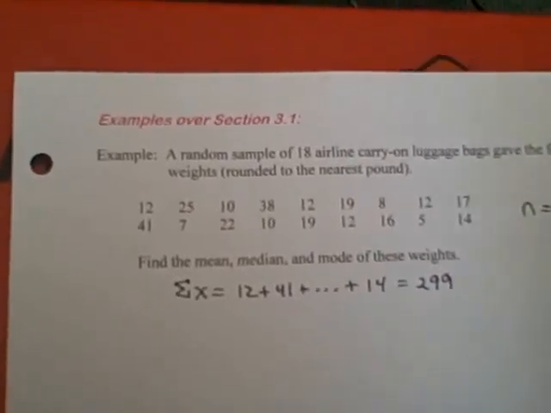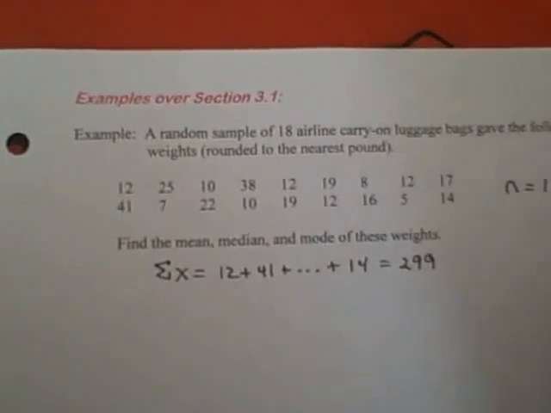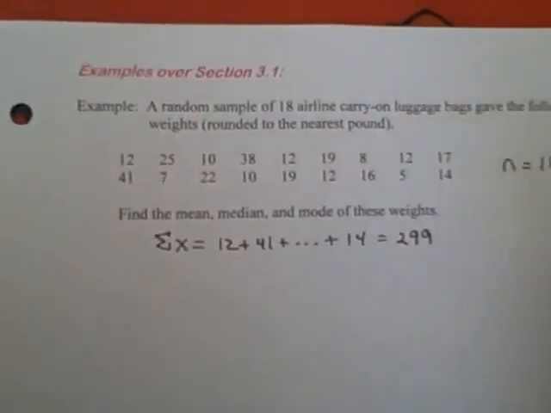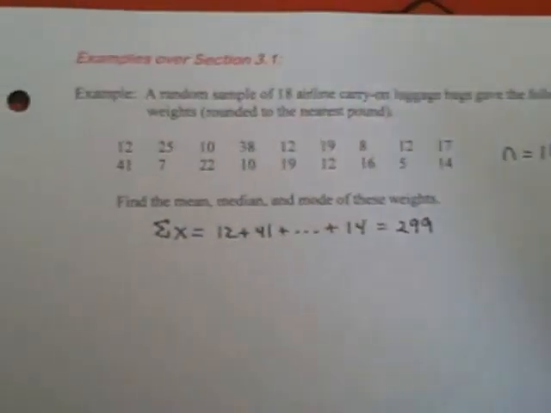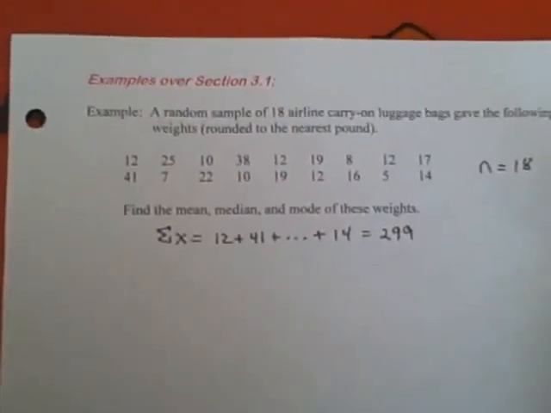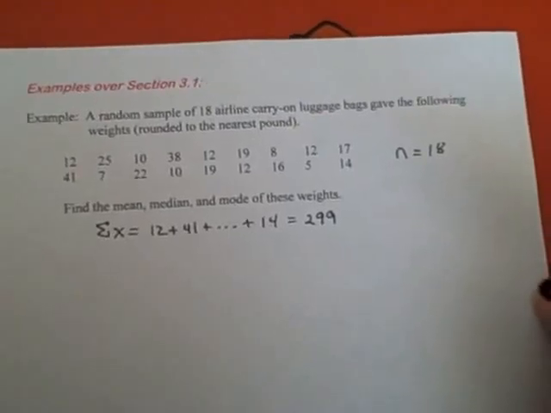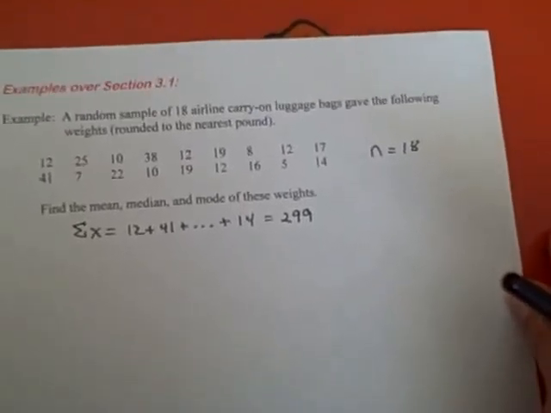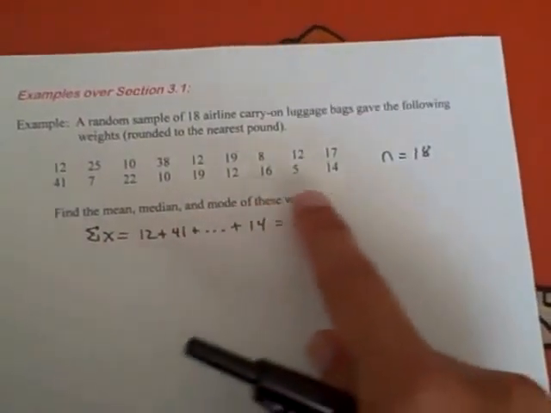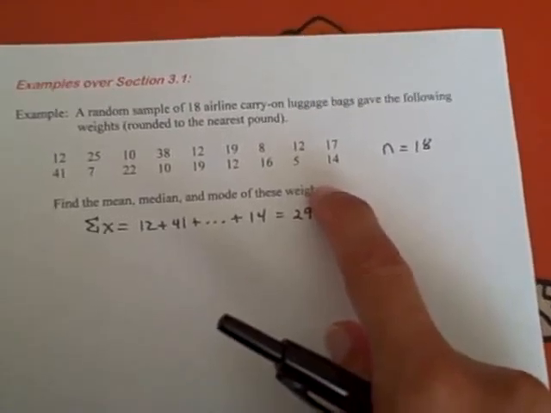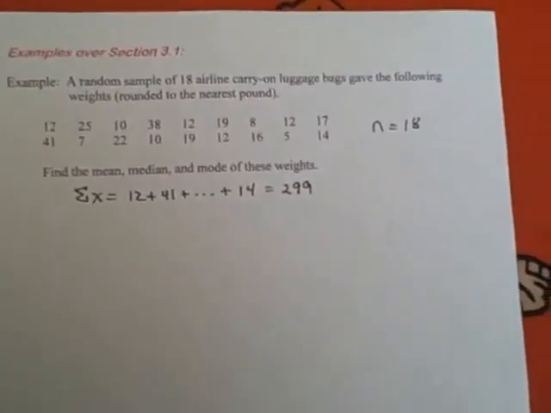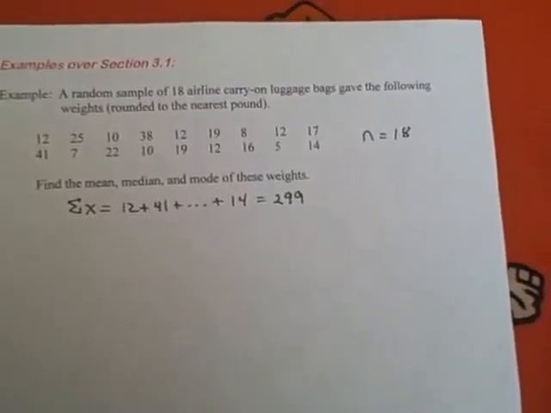Section 3.1 examples. Now we're trying to find numbers that describe our data set. So section 3.1, we're looking at numbers that describe the middle. So this first example, a random sample of 18 airline carry-on luggage bags gave the following weights rounded to the nearest pound. So we've got 18 different luggage bags with their weight. So N is 18. And we're asked to find the mean, the median, and the mode.